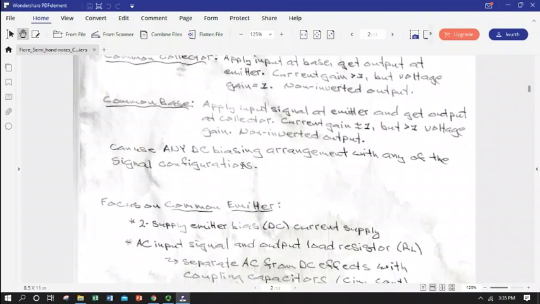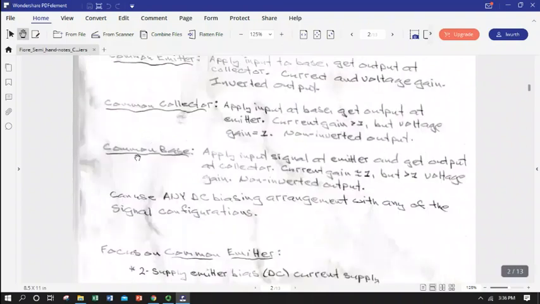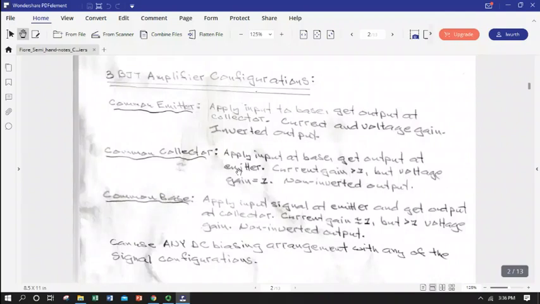We can use any DC biasing arrangement with any of the signal configurations. So we can apply our supply voltages at emitter, base, and collector and resistor arrangements in any particular configuration to make sure whatever signal we put in at whatever lead opens our base emitter junction and doesn't get attenuated. So we don't have to use a voltage divider or a two-source supply or anything in particular with one of these. We can use any with any.